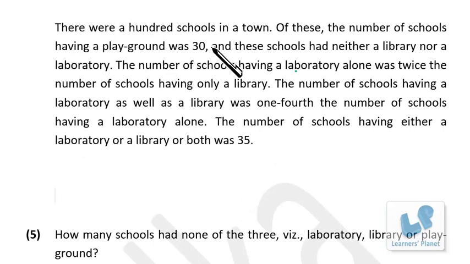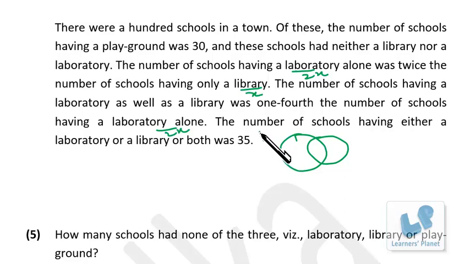There were 100 schools in a town. Of these, the number of schools having a playground was 30, and these schools had neither a library nor a laboratory. The number of schools having a laboratory alone was twice the number of schools having only a library. Okay, only a library, I assume to be x, then laboratory alone will be 2x. Number of schools having a laboratory as well as a library was 1/4 of the number of schools having laboratory alone. Laboratory alone is 2x. Okay, so for this particular data, we can draw the Venn diagram.